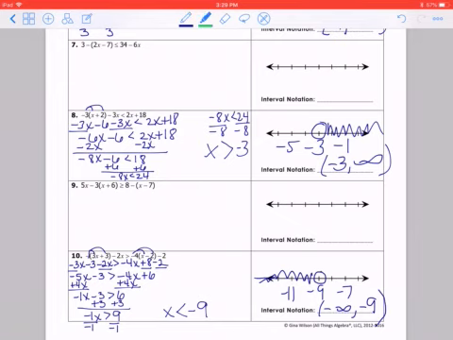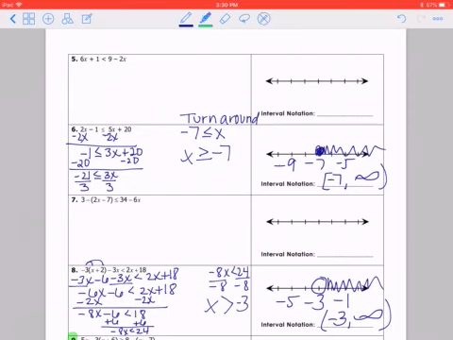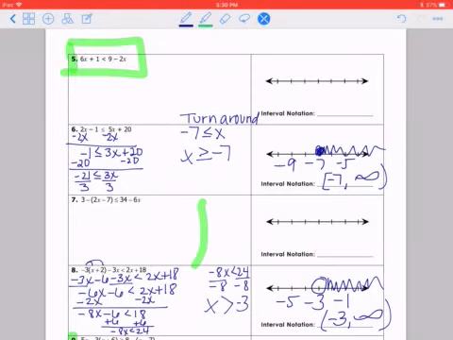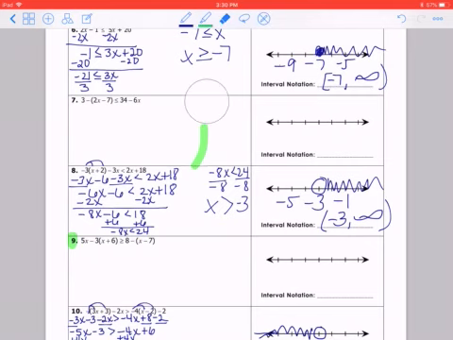It would be awesome if you guys went and did number 9. And I also wanted you guys to do number 5. So go ahead and do these two. Oops, marking all over the place. Go ahead and do these two for me for tomorrow. Okay.